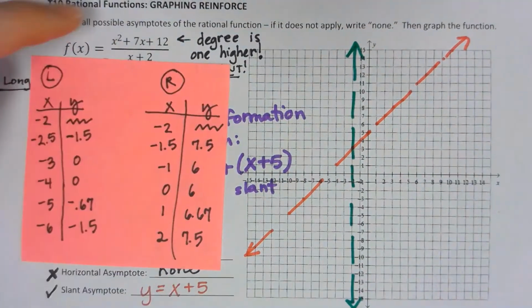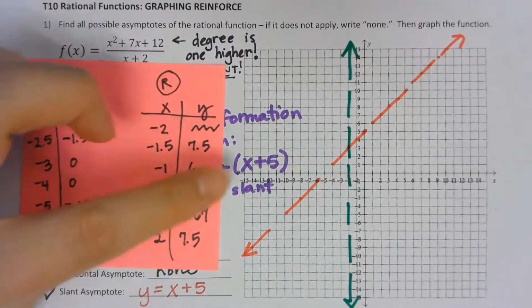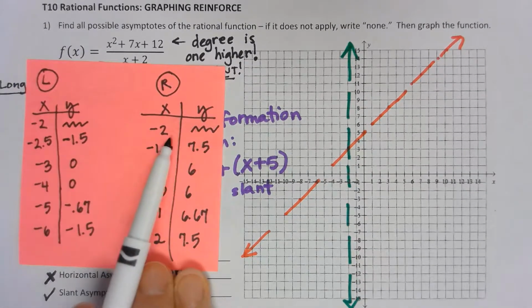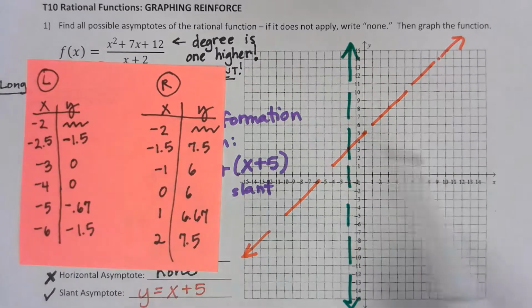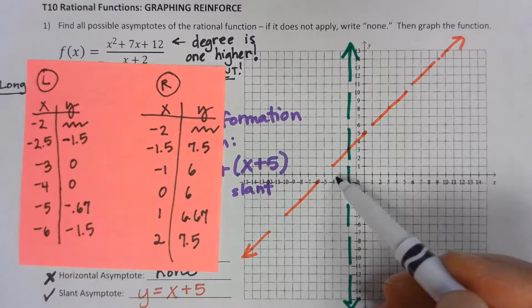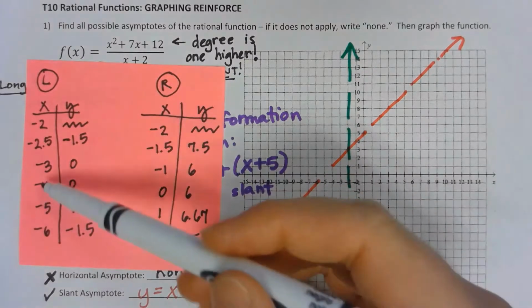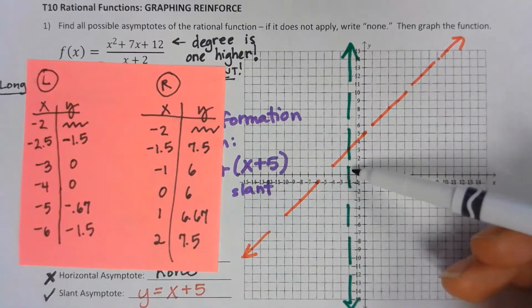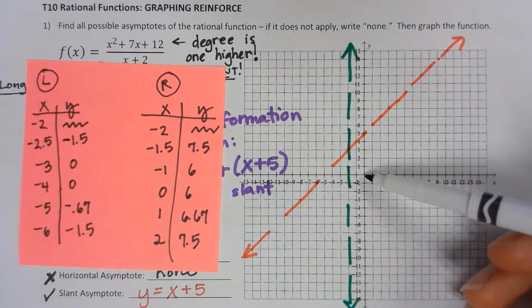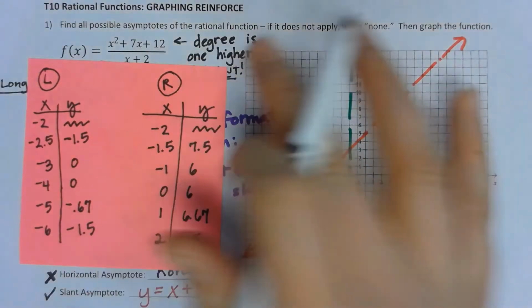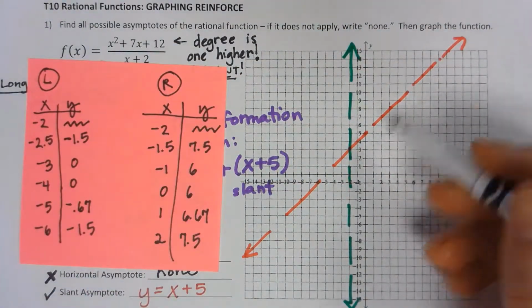I ended up subbing it back into the original function, but you could also sub it into this transformation form. And notice I started both the left and the right tables with whatever the value of the asymptote is. So that's right here at negative 2. Then I went some units to the left. That's how I got these values. And then I went some units to the right. Negative 1.5, negative 1, 0, 1, 2, all those over here to the right side. So I'll just graph these and we'll make sure that the shape makes sense.